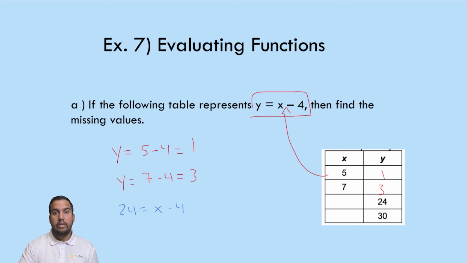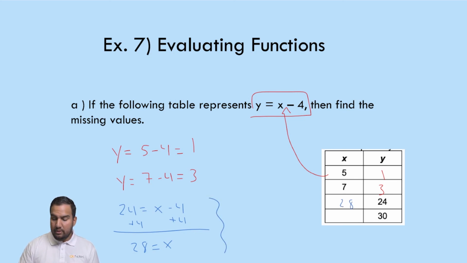Whenever I solve for x, what do I have to do? Inverses, opposite. What's next to x, and do the opposite. There's a minus 4 next to it, so the opposite will be plus 4. So I'm going to go ahead and plus 4, and I'm going to get 28 is equal to x. And that's my missing x value for the third one.